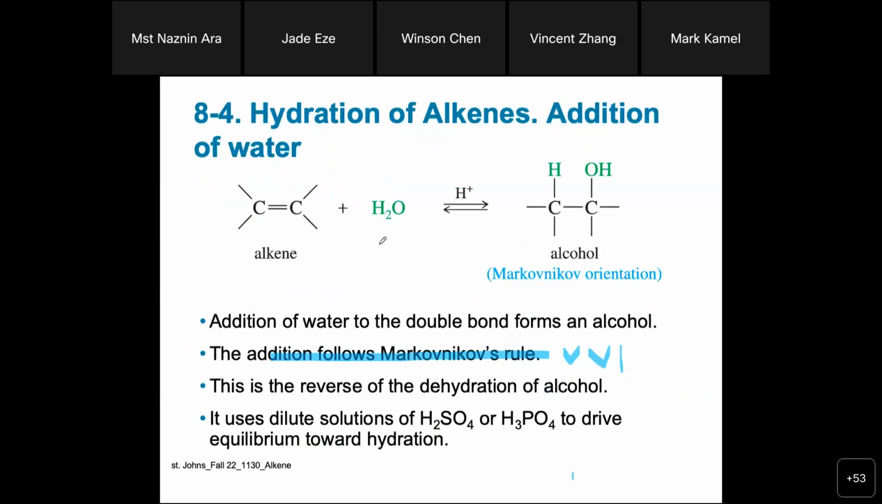Now, hydration of alkene. In the textbook, if you see the headline, you will see the addition of water, or hydration of alkene. Addition of water means the pattern is the same.